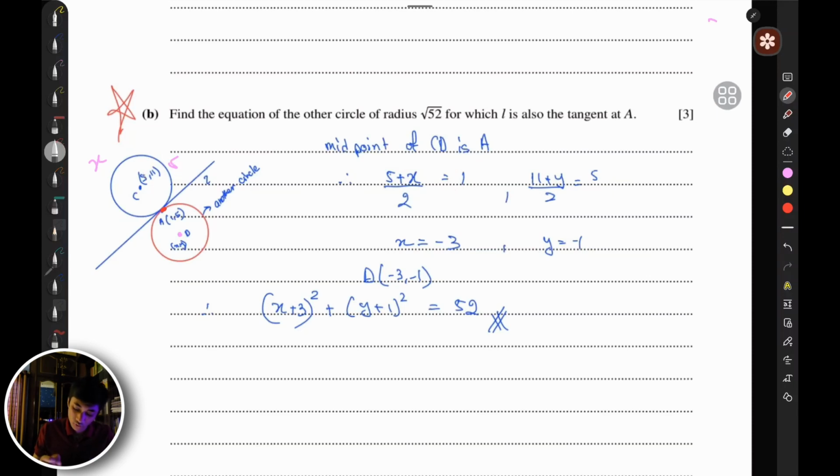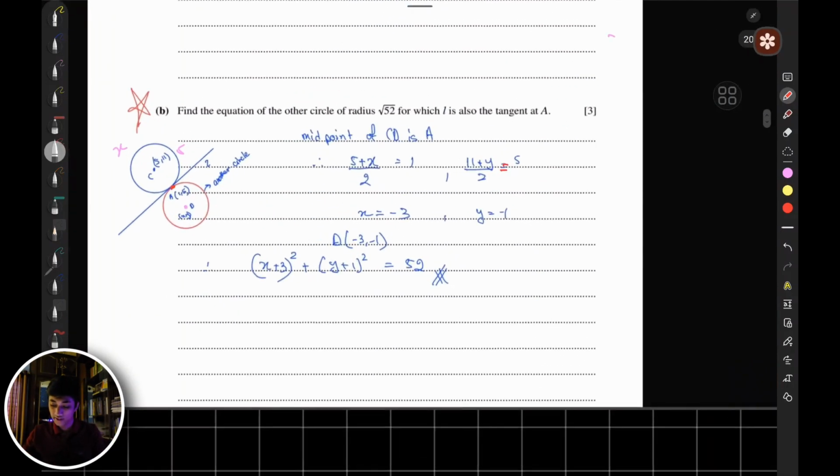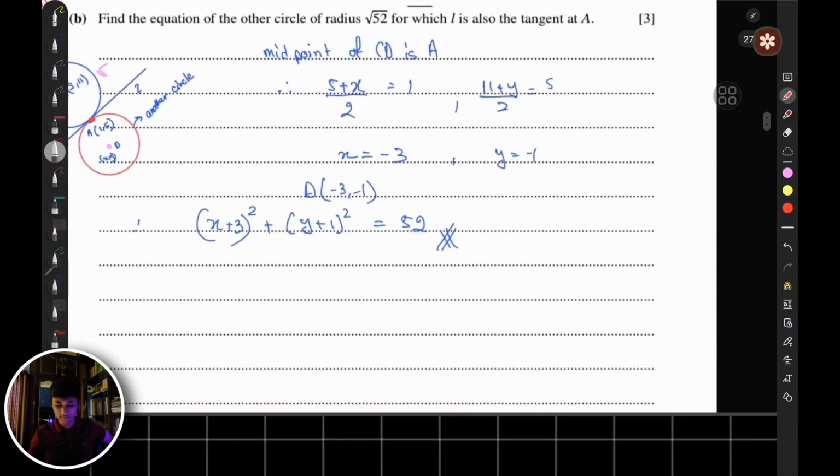Moving on to the y, 11 plus y divided by 2 is equal to 5, which is the coordinate for the midpoint. So that is your coordinate for the center D of circle Y. You already know the coordinates of the center, x is equal to -3 and y is equal to -1. So now you have the coordinates -3 and -1.